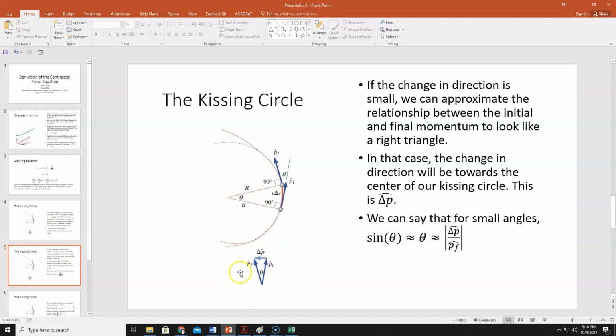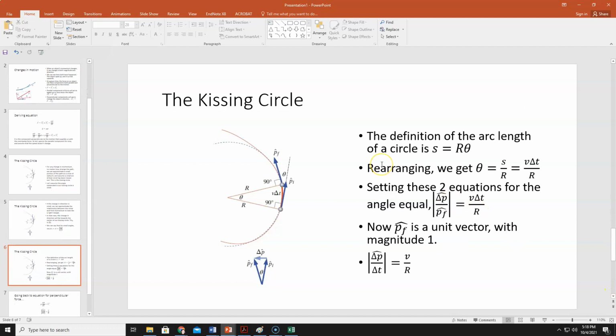If this is a little right triangle right here, then we can write sine of theta as delta P hat over P final hat, like so, okay? Now, these are the magnitudes of our delta P hat over our P final hat. So, another way that we could write our angle theta would be in terms of the arc length subtended in our kissing circle. So, we're going to say that our kissing circle has some radius, big R, and that the angle subtended between our initial and our final momentum is theta, as is shown here in the top of the figure.